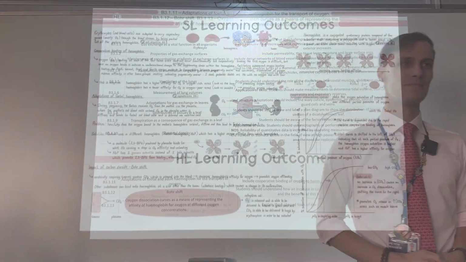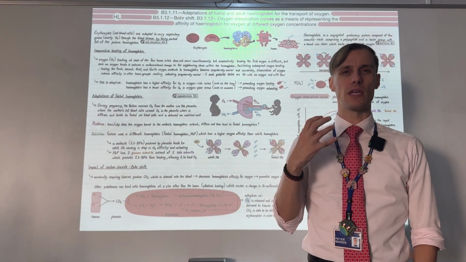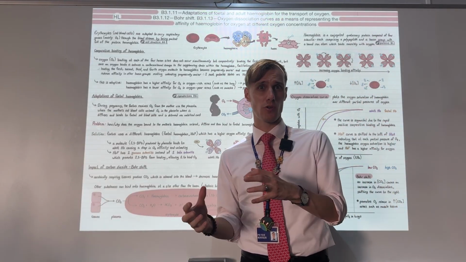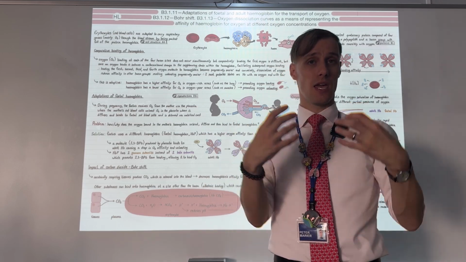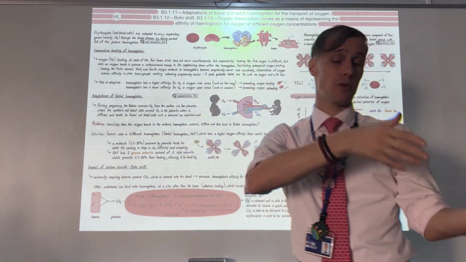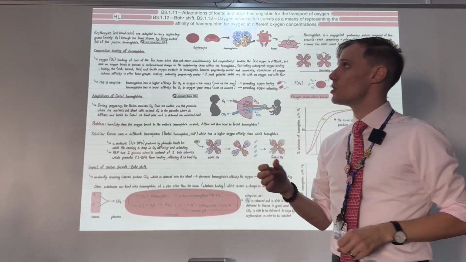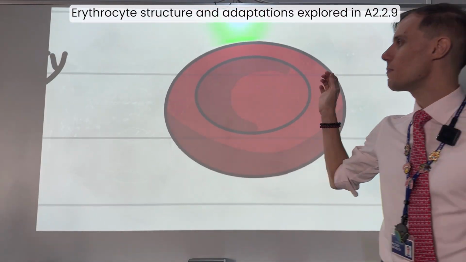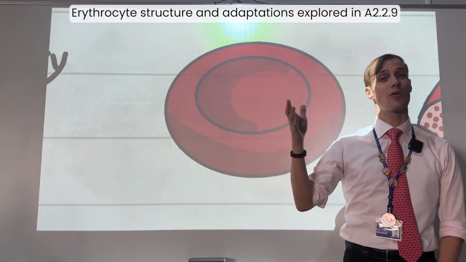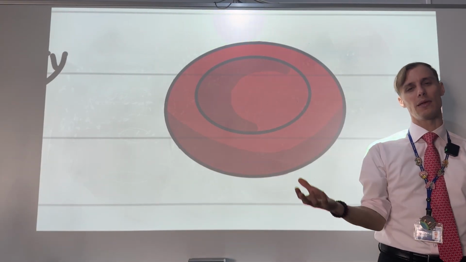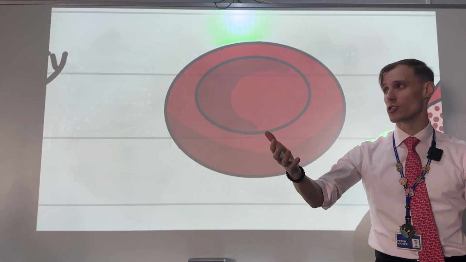Let's begin. This topic is all about hemoglobin, and specifically what makes hemoglobin such a good protein at both taking oxygen in areas like the lung, but also offloading oxygen where it's needed. So before we begin, I think it's a good idea to review what makes an erythrocyte, or red blood cell, so good at holding hemoglobin and at delivering oxygen.